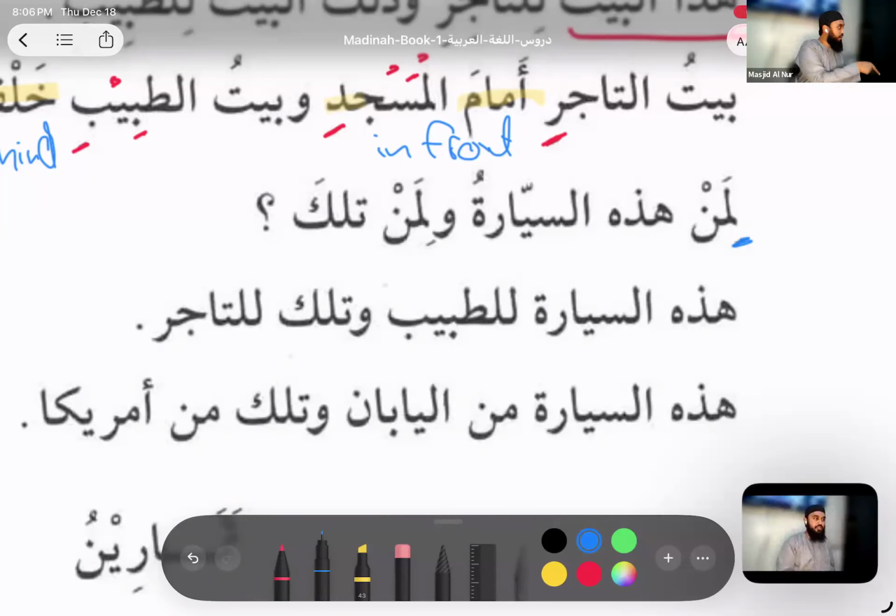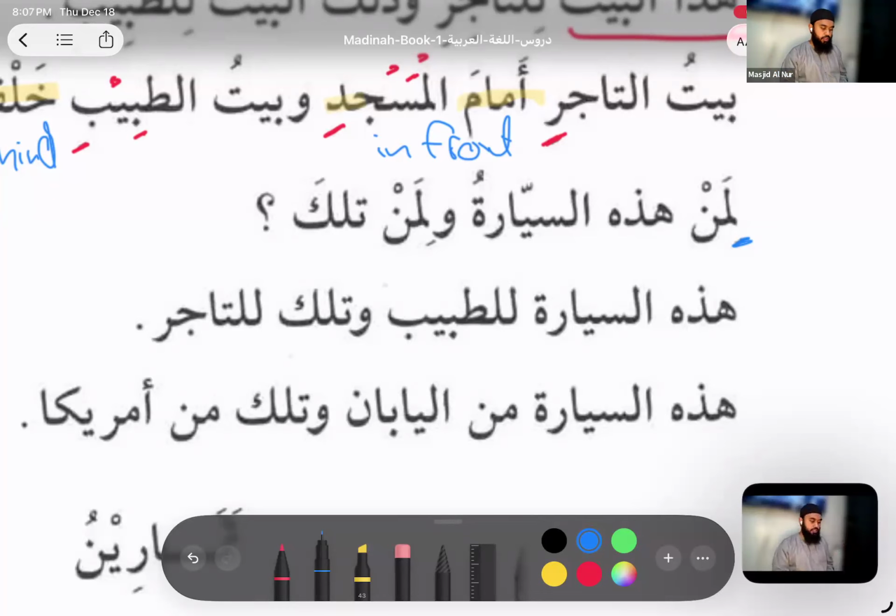You see a car here, and you see another car parked at the back. لمن هذه السيارة? So in Arabic, they're trying to teach you not to use excessive words when it's not meant to be used. You're not going to say لمن هذه السيارة ولمن تلك السيارة. It's right, I mean, you can say it. It's totally fine. لمن هذه السيارة ولمن تلك, and who is that for? We want to use fewer words, right? We don't want to use too many words. It's better.